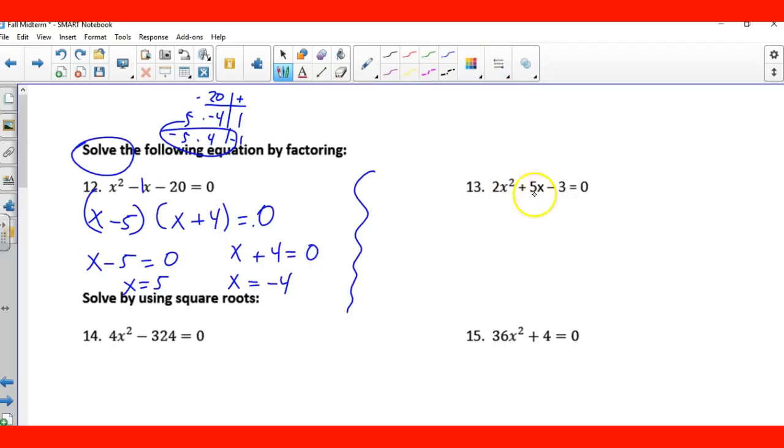Now, over here, solving this one, see how the leading coefficient is not 1. So we're going to take our leading coefficient 2 and negative 3 and multiply them to get negative 6. And we need to figure out what factors of negative 6 will add to give me 5. Negative 6 and 1, or 6 and negative 1. 6 minus 1 is 5. So those are our factors.